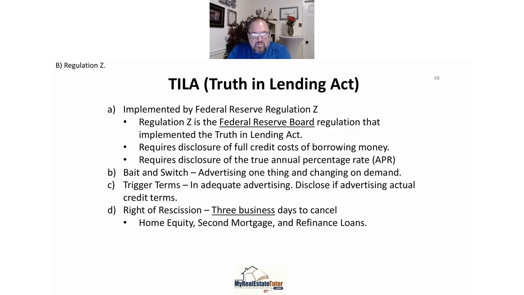Truth in Lending Act. Remember, under A, first bullet, Regulation Z, is the Federal Reserve Board that regulates the implementation of the Truth in Lending Act. Okay, so Regulation Z is the answer. That is the Federal Reserve Board. Again, it requires full disclosure of credit costs in borrowing money, and they have to disclose what the true annual percentage rate is. Everybody familiar with bait and switch and trigger terms. And again, for home equity, second mortgage, and refinance, 3 business days to cancel.